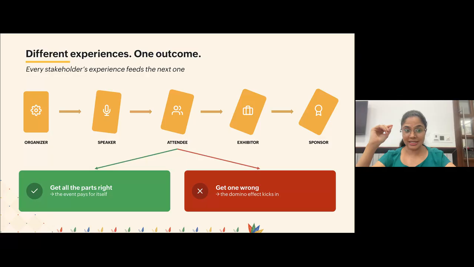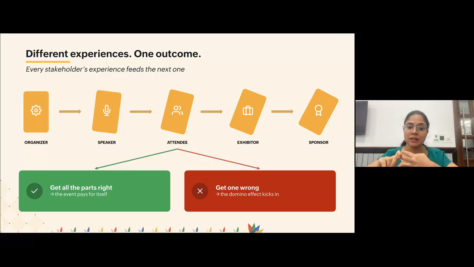So just as I said, every stakeholder's experience feeds the next one. There's the organizer, speaker, attendee, exhibitor, sponsor, all of them are interconnected. You don't have the luxury to deliver the right experience to one stakeholder but ignore the other stakeholders. Because when you do that, you can see visually what's happening, right? The domino effect. One thing topples, everything topples, and in the end, you are left with a badly organized event where neither the attendees are happy nor the exhibitors.